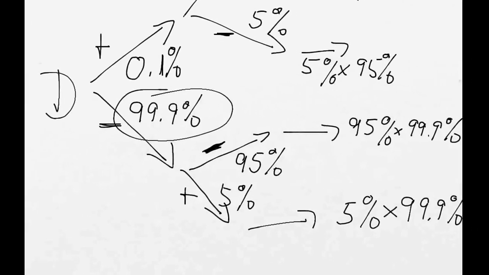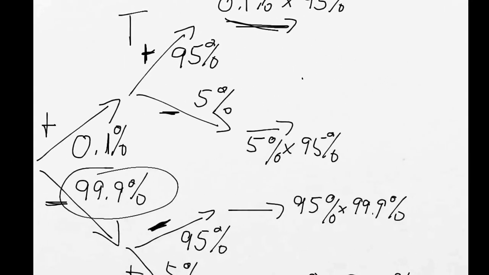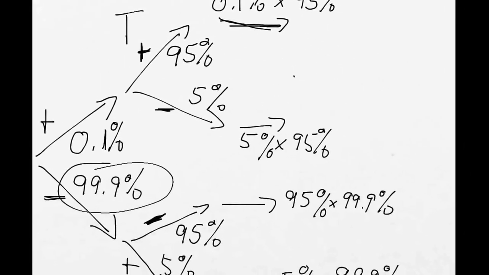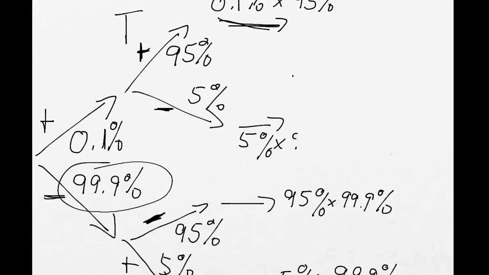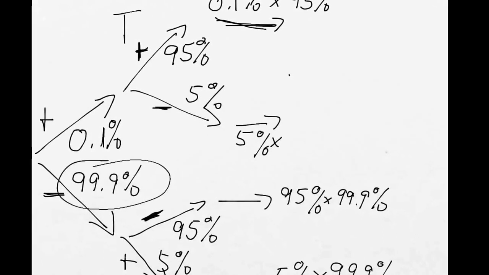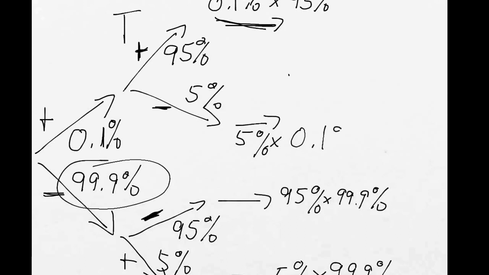Whoa. There. Ah, this one. Sorry. At least somebody's awake. 5 times 0.1%. Thank you very much. Sorry, my bad. I got too excited about that.